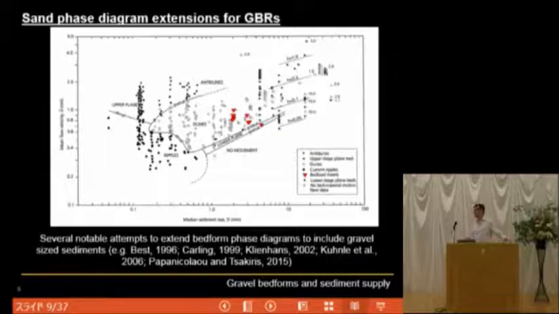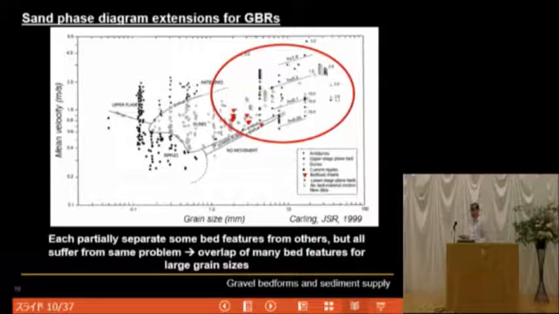There's been several notable attempts to extend bed form phase diagrams designed for sand-bedded rivers to include gravel-sized sediments. And I think if you look at them, they all seem to suffer from the same problem, in that once you go up here above a grain size of about 1 millimeter, you get all these bed features that are not distinguished by the flow velocity and the grain size, or whatever sorts of metrics you want to put on the axes of these. And these are useful exercises. I mean, Paul Carling used this to identify some of the characteristics of gravel dunes.